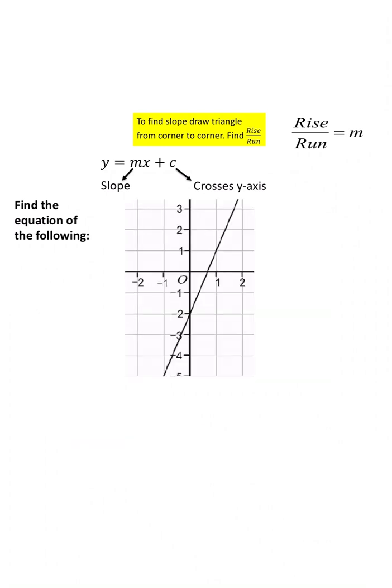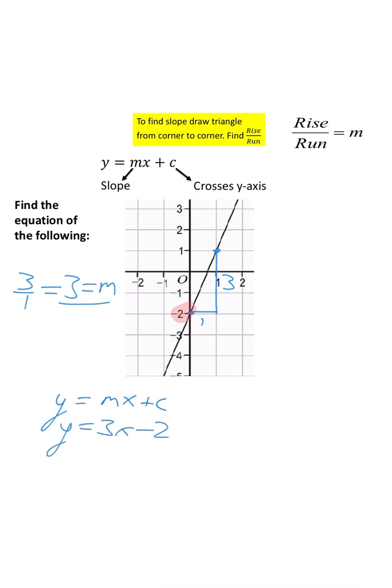Okay, next one here. So let's see where it's going to cross corners. So I can see here and here. Let's draw a triangle. That's 1 unit across and 3 up. So a rise over our run, that'll be 3 over 1, which equals 3. So 3 is our slope. Then we can see it crosses the y-axis at minus 2. So into then y equals mx plus c. So we'll have y equal to 3x minus 2. And there's our answer.